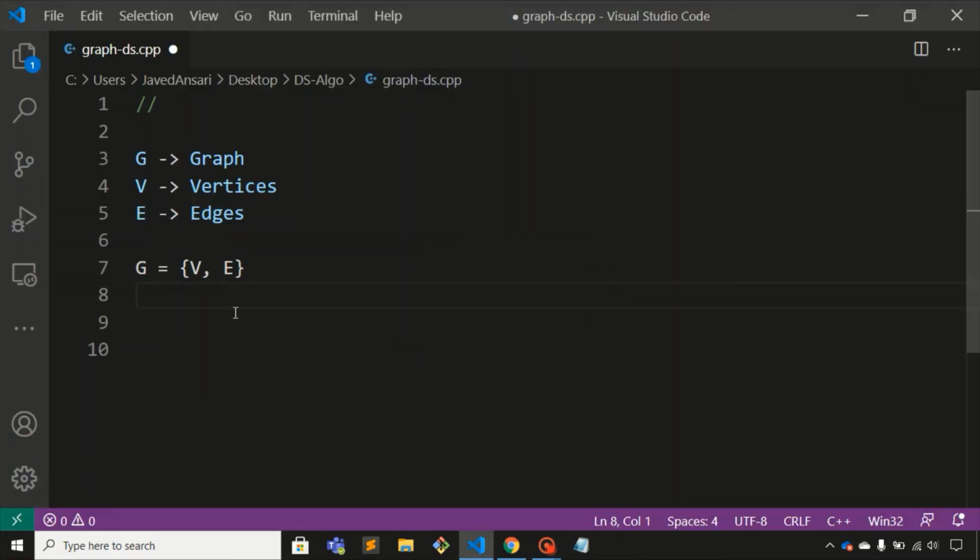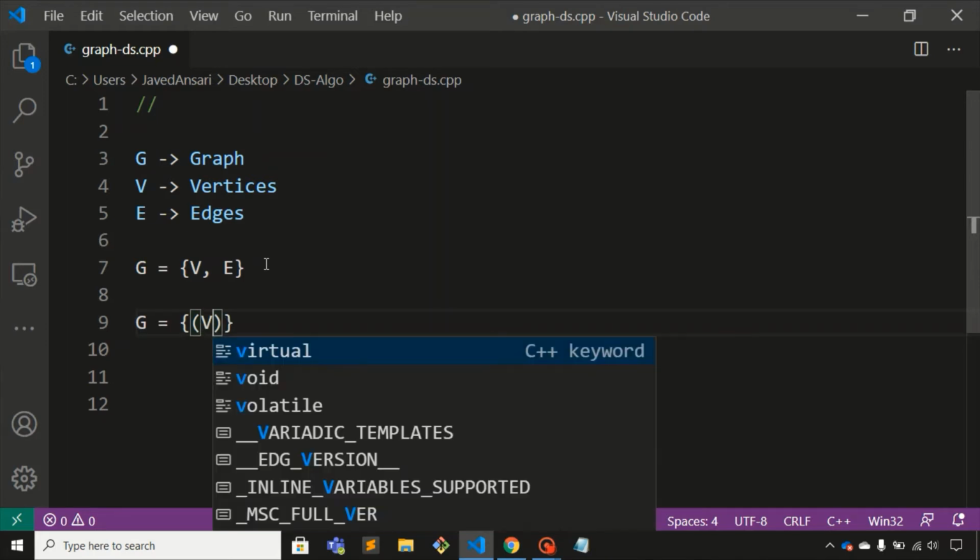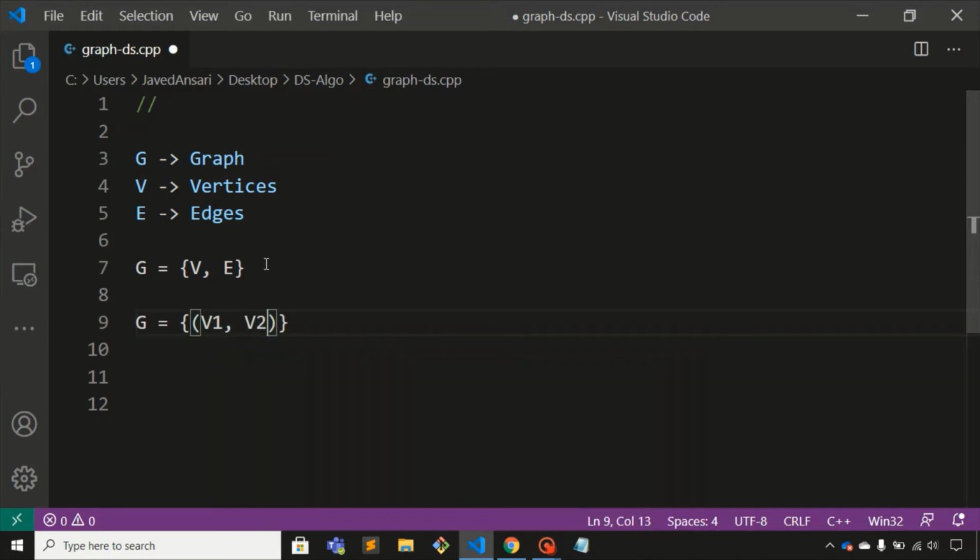So you can see this mathematical definition of graph. So it's a combination of vertices and edges, and we can write it like this as well. Since in one graph we can have multiple vertices, okay, so we can write it as v1, then v2, v3 up to vn, and similarly e1, e2, e3 up to en. So this is a combination of vertices and edges, right?